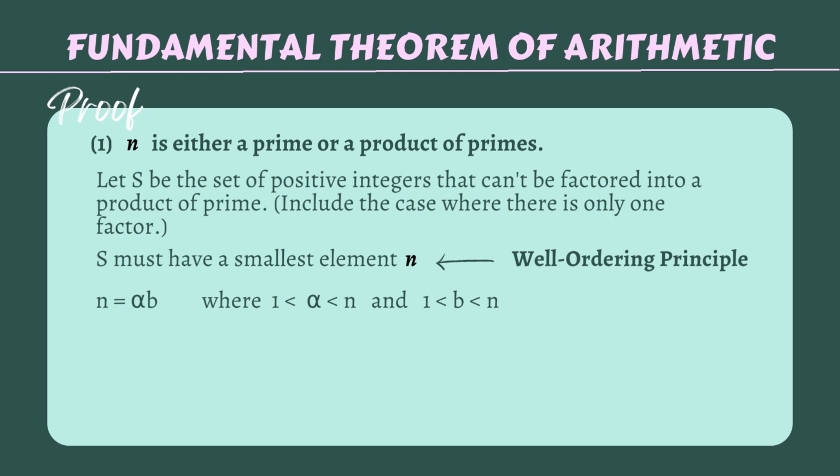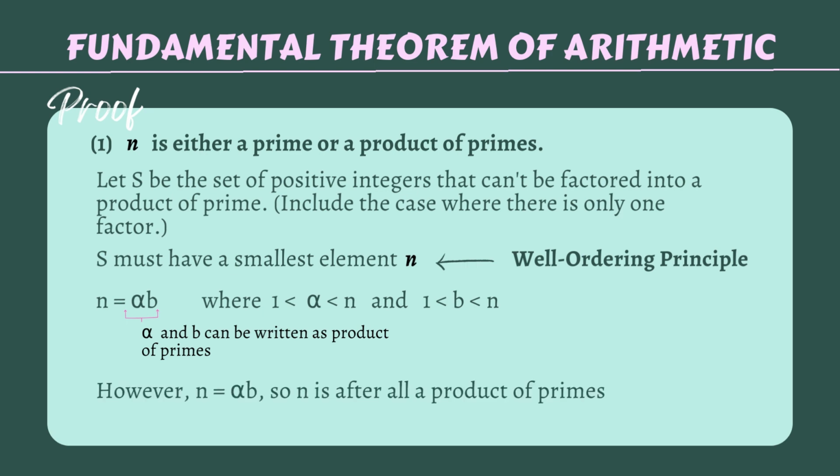Remember that n is the smallest positive integer that can't be factored into primes. And as we stated just a moment ago, a and b lie between 1 and the number n. Therefore, a and b must be primes. However, n is equal to a times b, which are prime numbers. So n is, after all, a product of primes. And so it doesn't support our contradiction to the statement. This means that the first statement is true, or a tautology.